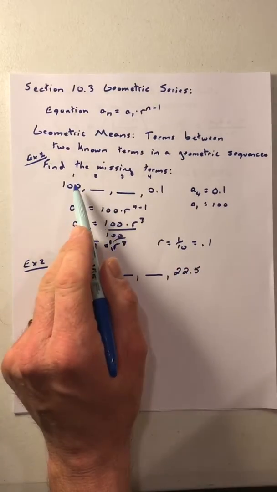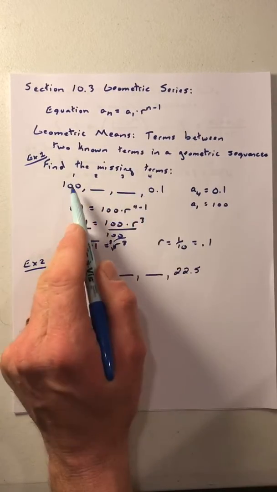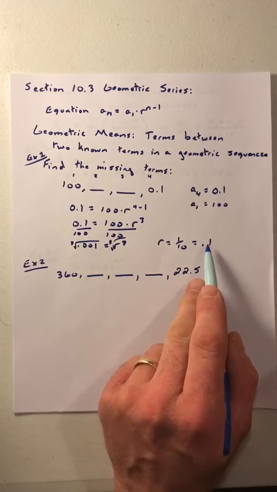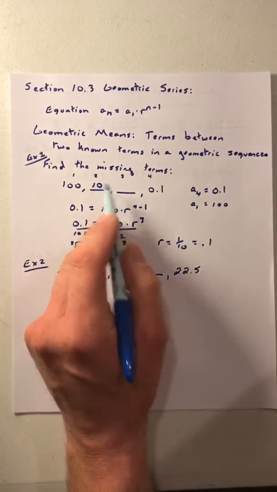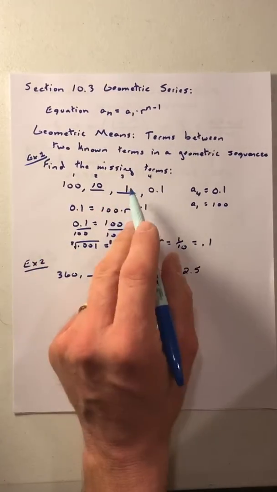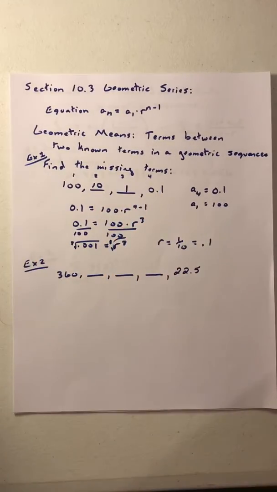So now I can go ahead and figure out what my next values are. I'm going to multiply my first term by the common ratio, 1/10. So 100 times 1/10 gives me 10. 10 times 1/10 gives me 1. And 1 times 1/10 gives me 1/10.